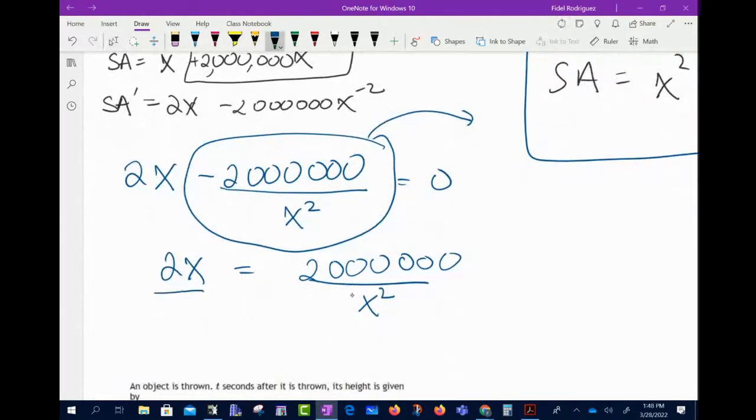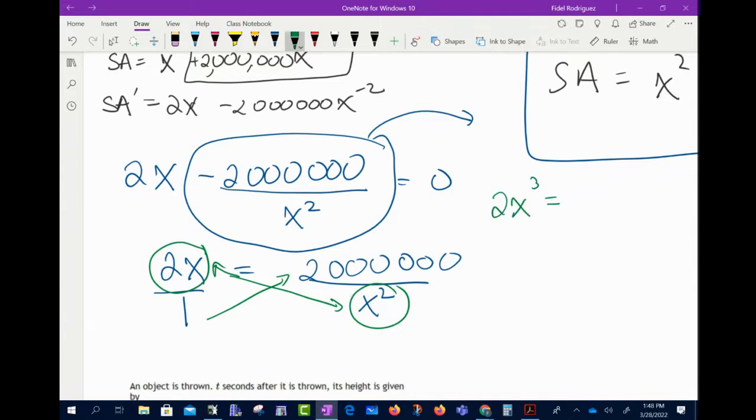And can I think of this 2x as 2x over 1? And the reason I want to think about it as a 2x over 1 is because when I have one fraction equal to another, can't we now cross multiply? So question, what is 2x times x squared? 2x to the third. And 1 times 2 million is still 2 million, right? Okay. Guys, how do I get rid of the 2? Divide it out, right? So 2 million divided by 2 is a million. Okay.